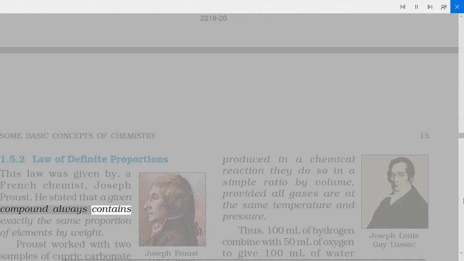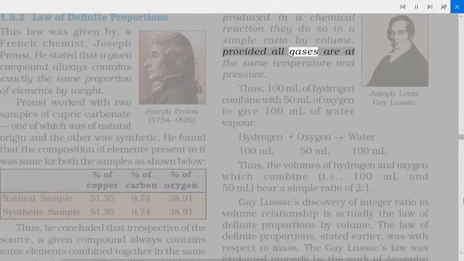When gases are produced in a chemical reaction, they do so in a simple ratio by volume, provided all gases are at the same temperature and pressure. Thus, 100 ml of hydrogen combine with 50 ml of oxygen to give 100 ml of water vapor.